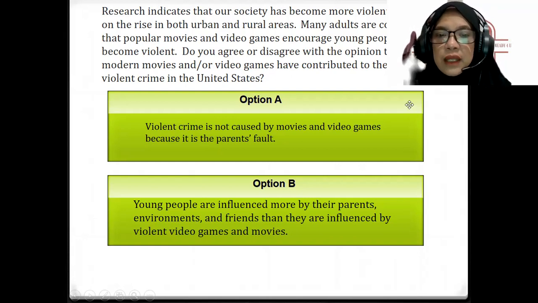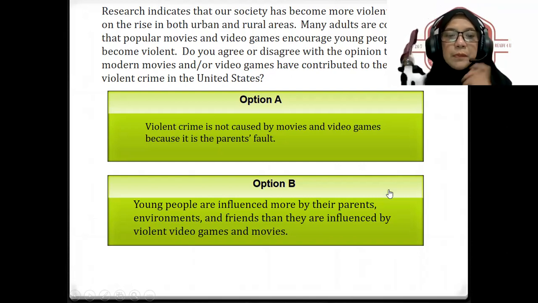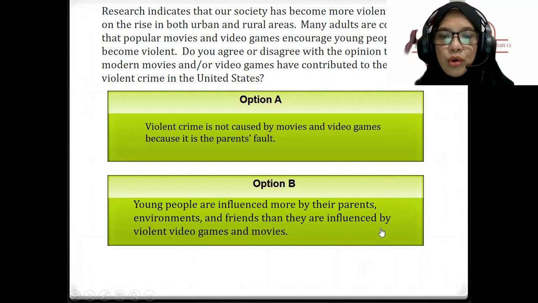All right, let's look at option B. Young people are influenced more by their parents, environments, and friends than they are influenced by violent video games and movies.